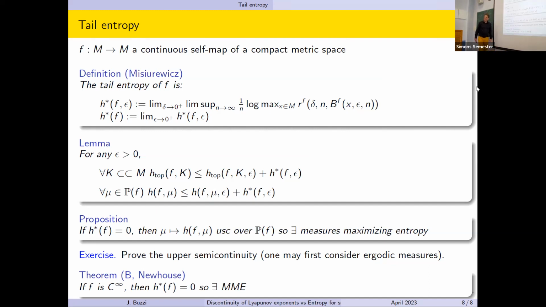Okay, and in fact, a long time ago in my PhD thesis, I realized that if you look more closely at Yomdin's proof, you directly get that the tail entropy is equal to zero, which has other consequences also about symbolic extension entropy, but that's not the point. And this is a consequence of Yomdin's theory, which we will very softly switch over to. Are there questions about that?